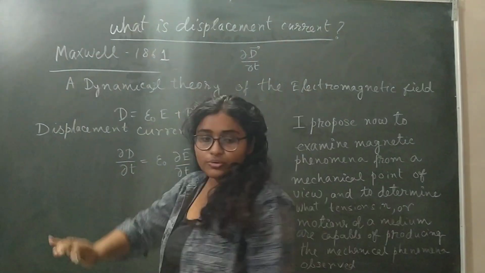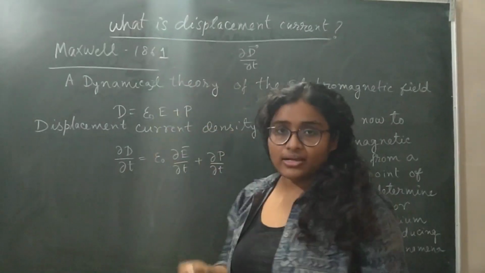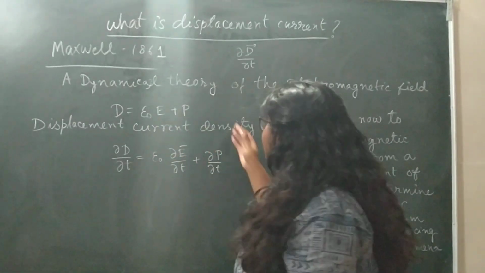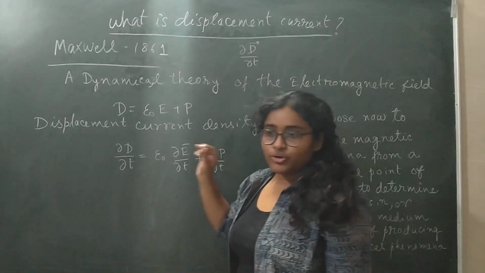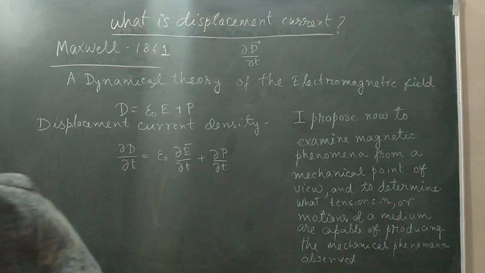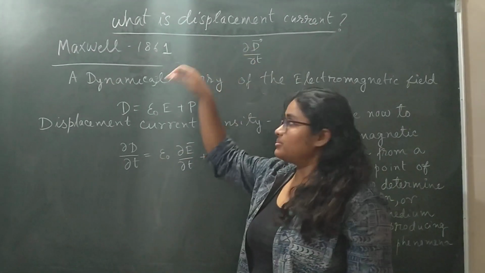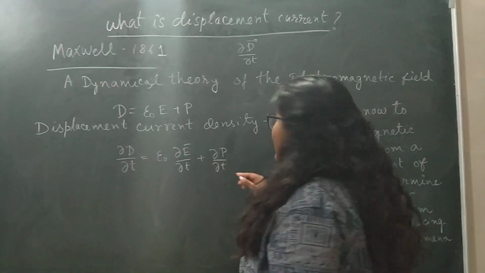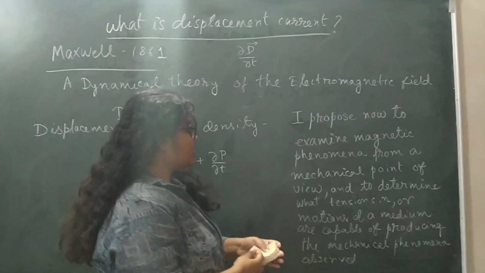Now you all know that Maxwell, in 1861, introduced a new term, the displacement current density, that is ∂D/∂t. So he modified Ampere's circuital law for the dynamic case. He introduced this new term. Before that, let me quote Maxwell's own words.